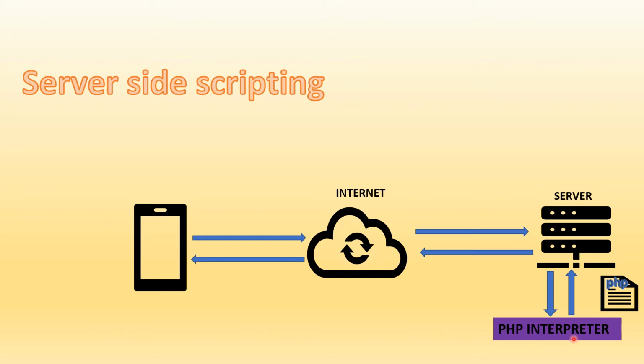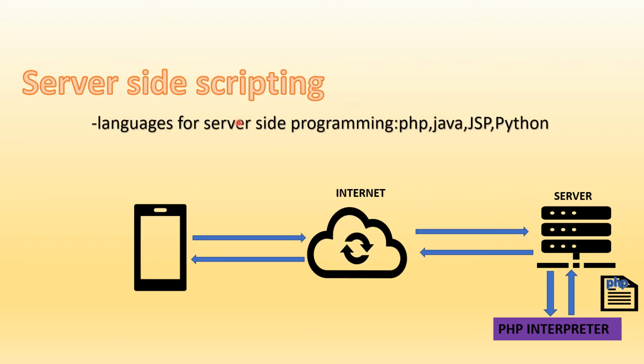So we need an interpreter for that. Why do we need an interpreter? Because the interpreter is a program that can analyze and execute a program line by line at runtime. And this PHP interpreter is installed only at the server. There are other server-side programming languages like Java, JSP, Python.